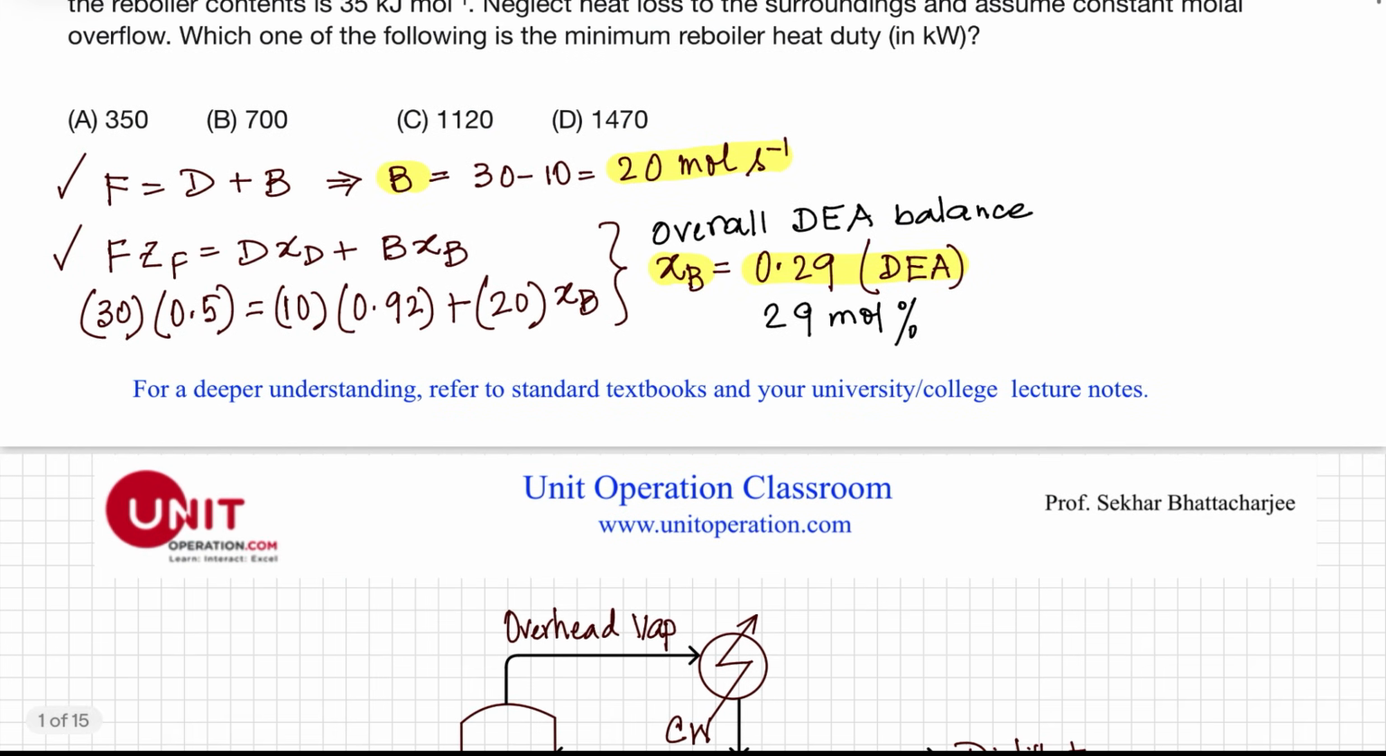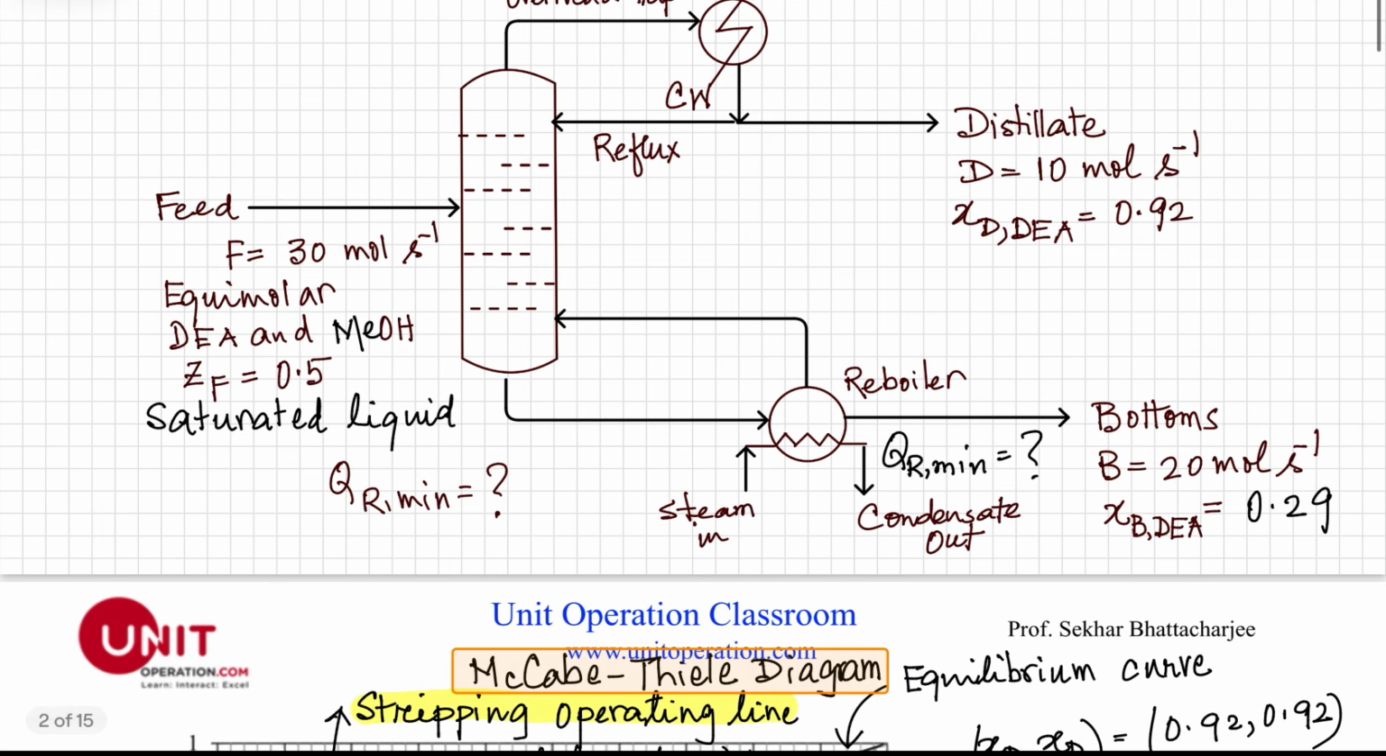So this is very simple. We can find out the bottoms flow rate and the concentration of DEA. Here, XB is 2.9 mole percent DEA. That is very simple. So we have found that. So we have to find out what is the QR minimum, that's the minimum boil-up rate within the reboiler.